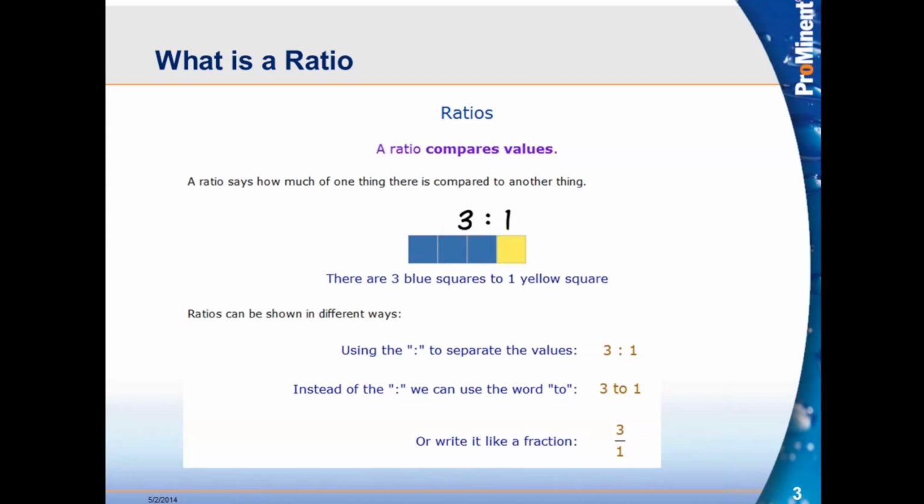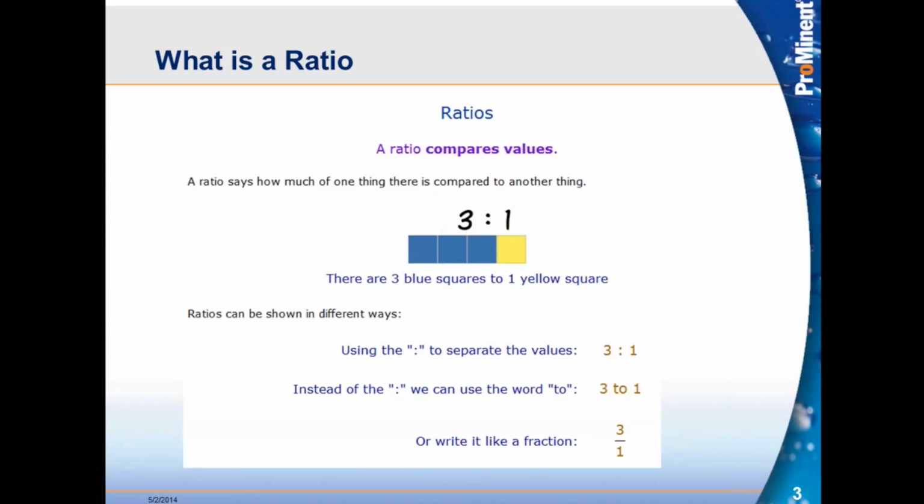Before we get started, we just want to cover the term ratio. What is a ratio? We're just comparing one thing to another. Okay. So in this example here, you see we have 3 blue blocks and we have 1 yellow block. So the ratio is 3 to 1. You can see you can write that a few different ways. It's all synonymous. It all means the same to us.